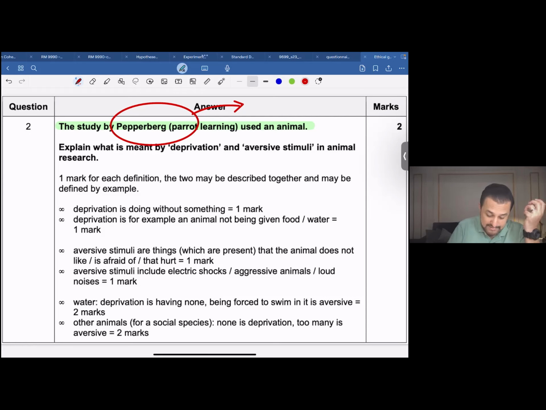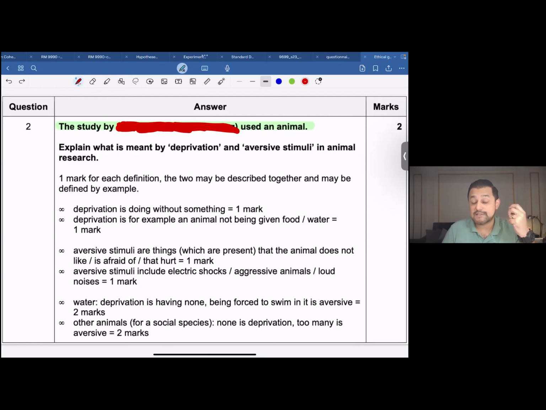Let's just replace this part. I'll just make it easier. So let's just say the question says, the study by Hassett et al. used animals, explain what is meant by deprivation and aversive stimuli in animal research. Or the question might as well say, the study by Fagan et al. used animals, explain what is meant by deprivation and aversive stimuli in animal research. Again, this happens to be a 2-mark question. There are 2 things that we have been asked to explain.